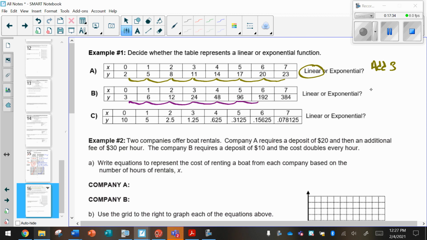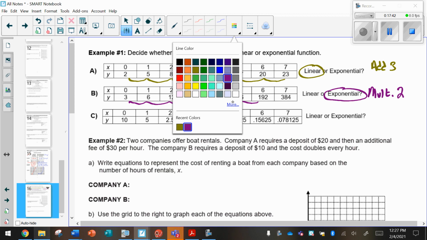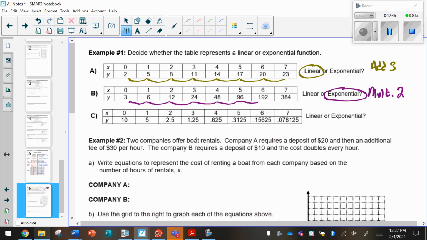On the next one, from 3 to 6 to 12 to 24 to 48, 96, numbers are starting to get too big. What we see is we are multiplying by 2. That's exponential. Multiplication means we have an exponential pattern going on.